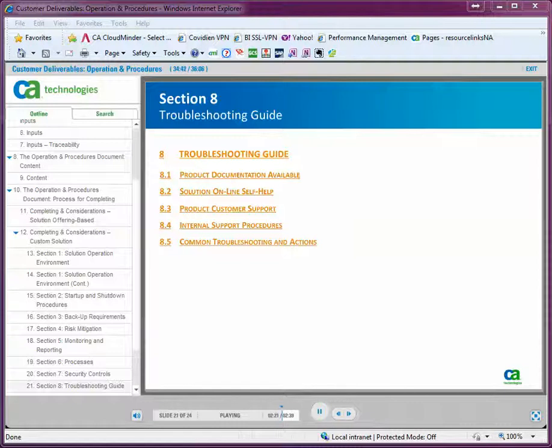Since this is meant to be a living document, updates to this section and all sections within the document can continue to be done as more experience with the solution occurs. It's sort of a tips and tricks, a living document. Let's not forget that and convey that with our customer.